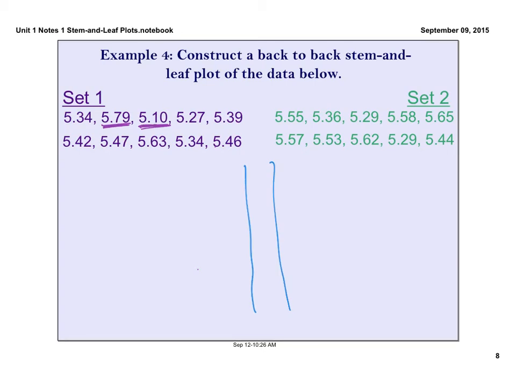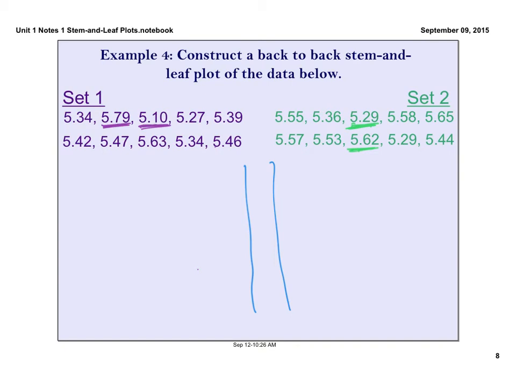Now let's look over at this green one. In this green one, I see that my data is again all 5 point something. My lowest one appears to be this 5.29, and my highest one looks like 5.62. So I need to go from 5.2 to 5.6 for this green set. My purple set has even more stems, so I know I need to have all of those. So my stems are going to go from that 5.1 up to 5.7.